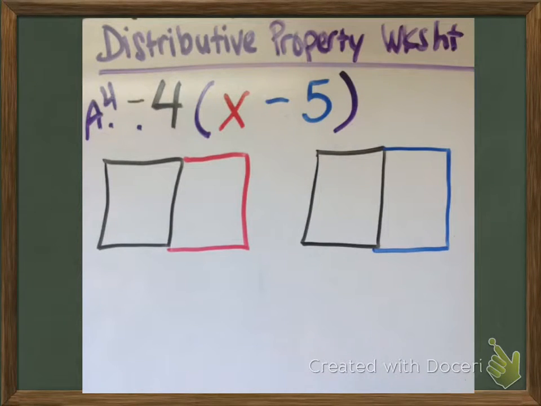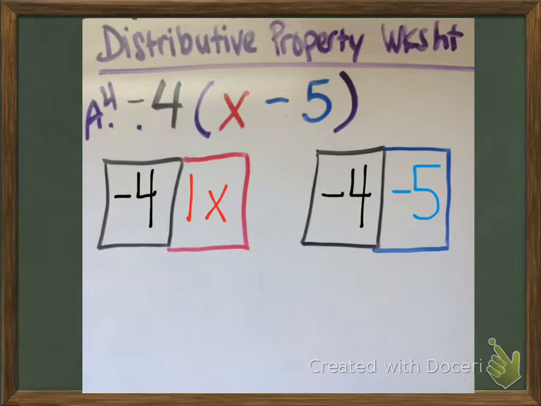Now look at A4. Negative 4 times the quantity of x minus 5. What do you think the answer is? You're going to multiply negative 4 times each letter or number, so we bring down the negative 4. Bring down your x, which again is really a 1x, and bring down your negative 5.